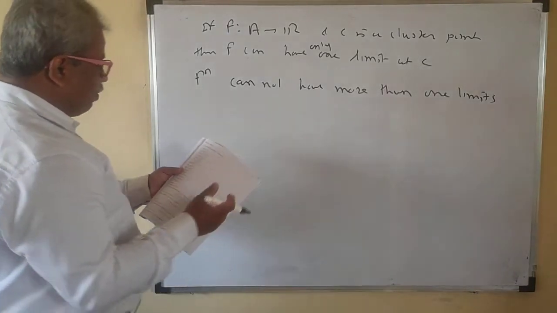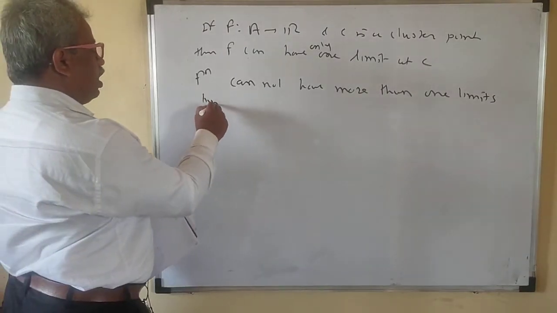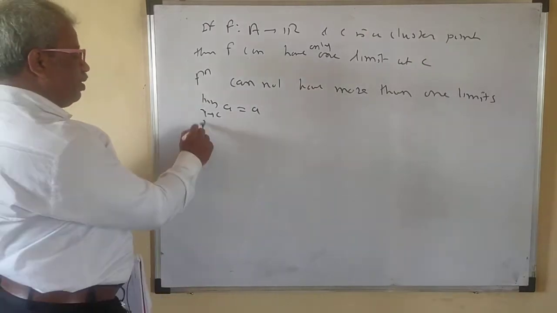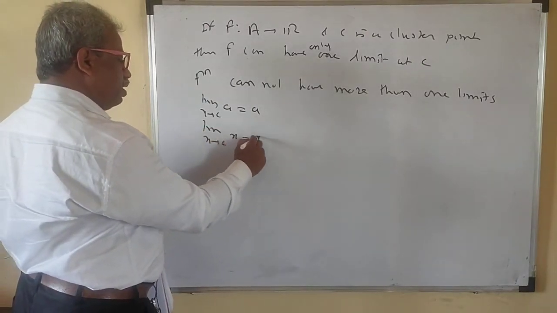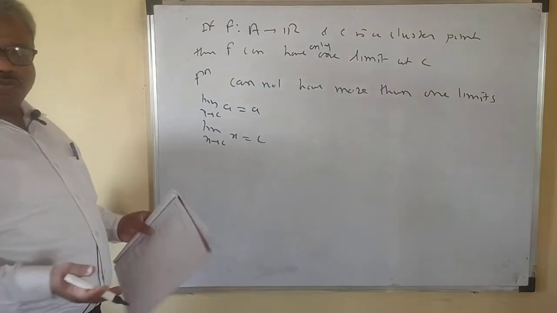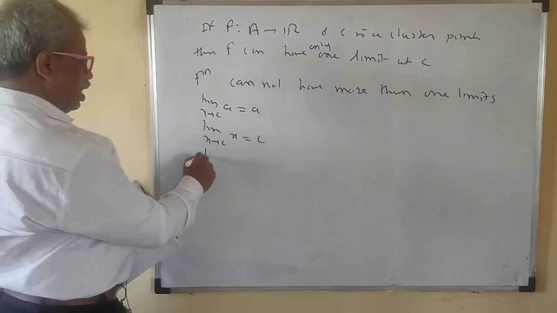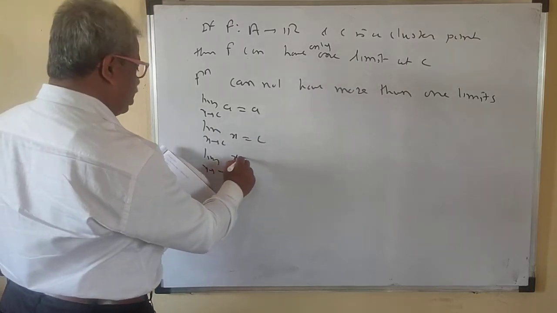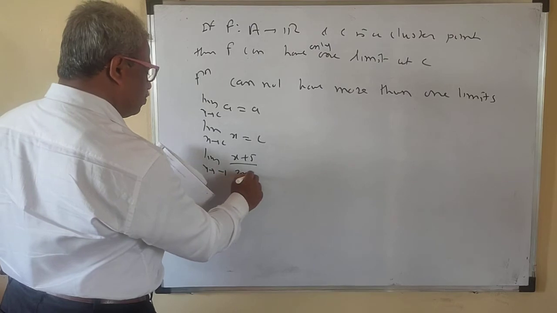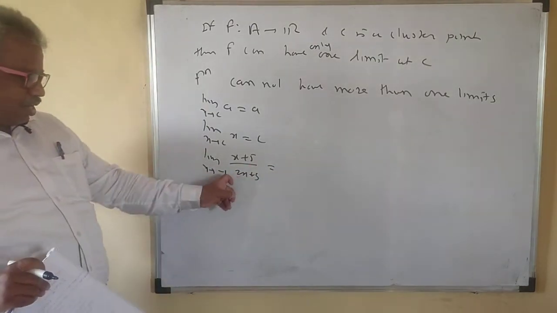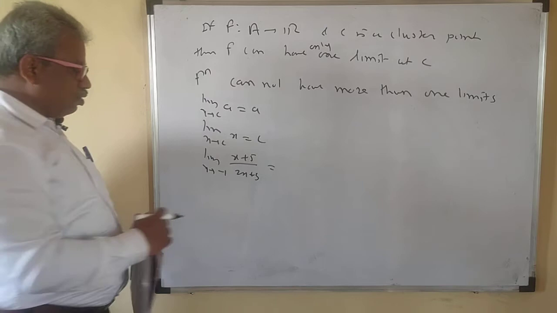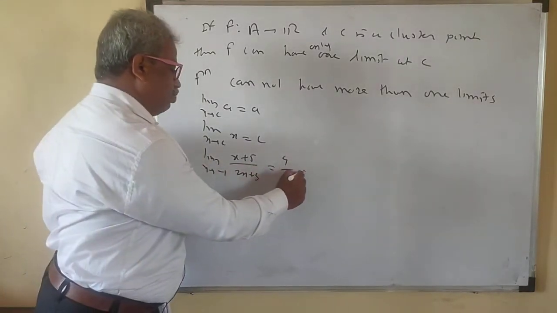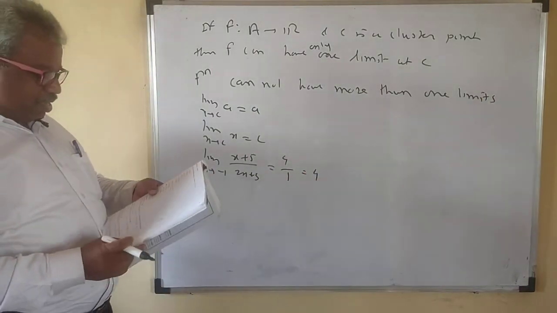Now you are familiar with how to find a limit. The limit as x tends to c of a is equal to a; the limit of a constant is constant. The limit as x tends to c of x is just c. If this is not a 0 by 0 form, you can directly substitute. Suppose the limit as x tends to minus 1 of (x plus 5) upon (2x plus 3). If you put x equal to minus 1, the denominator will be 1 and the numerator will be 4. So the value of this limit is 4.